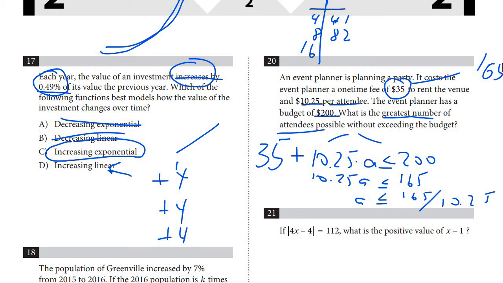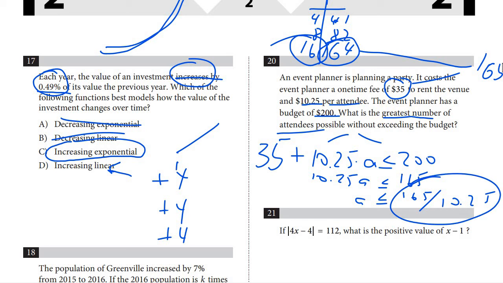So 16 will be 164. Oh, and how nice is that? 164 is just one less than 165. So that means our answer is going to be 16, which we also get by, you know, solving it this way. So 16 is our whole number answer. Don't give a decimal.